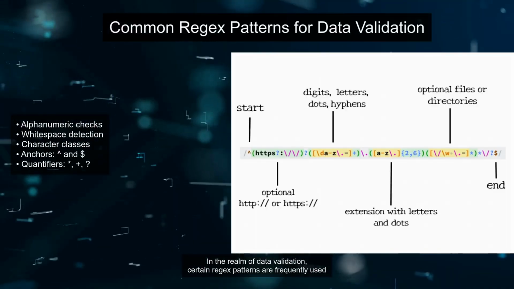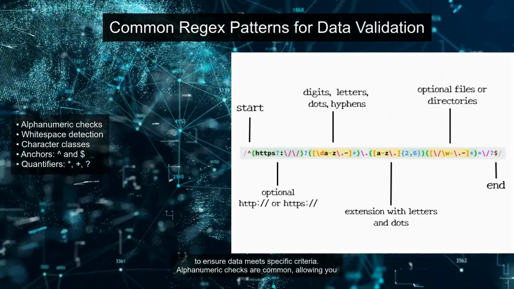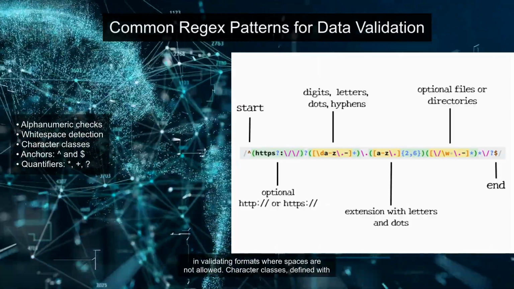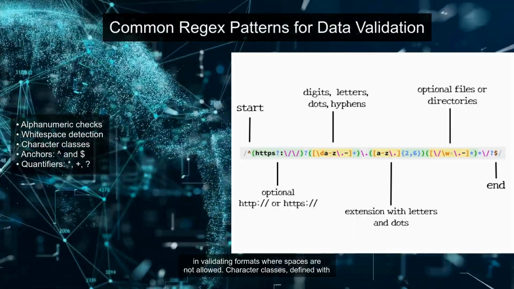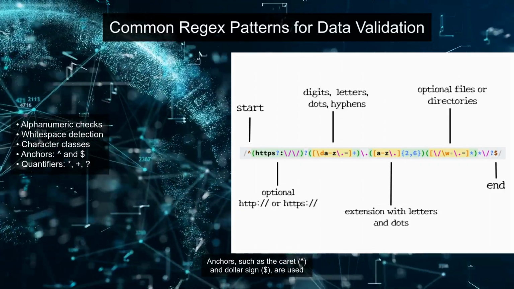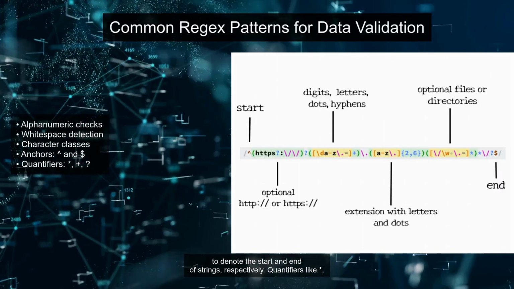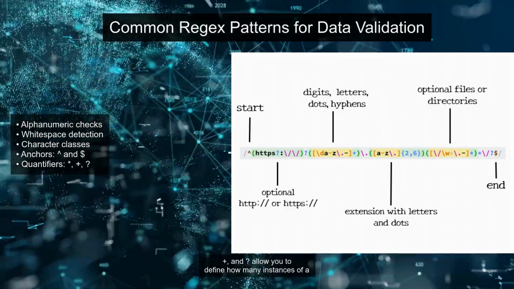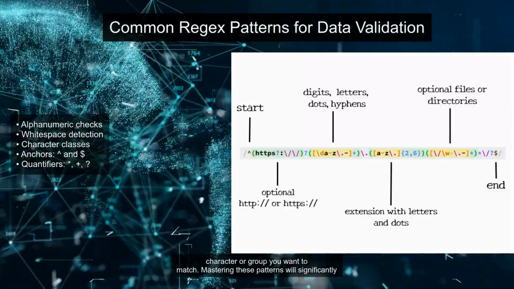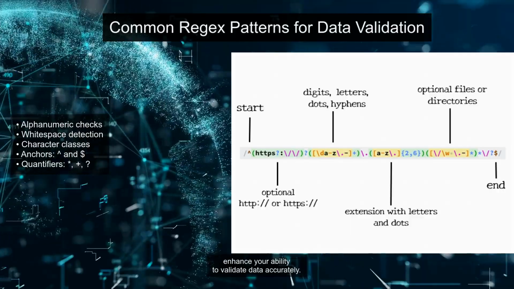In the realm of data validation, certain regex patterns are frequently used to ensure data meets specific criteria. Alphanumeric checks are common, allowing you to confirm that strings contain only letters and numbers. Whitespace detection helps in validating formats where spaces are not allowed. Character classes, defined with square brackets, let you specify a set of characters to match. Anchors, such as the caret and $, are used to denote the start and end of strings, respectively. Quantifiers like plus and asterisk allow you to define how many instances of a character or group you want to match. Mastering these patterns will significantly enhance your ability to validate data accurately.